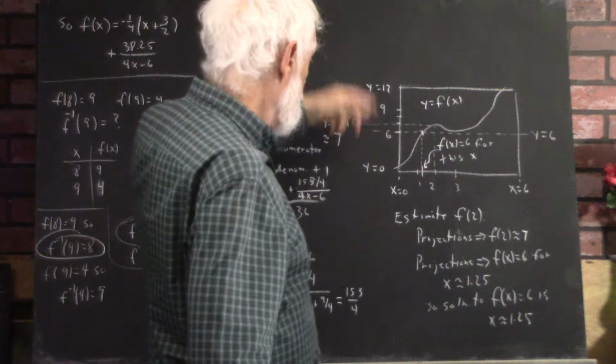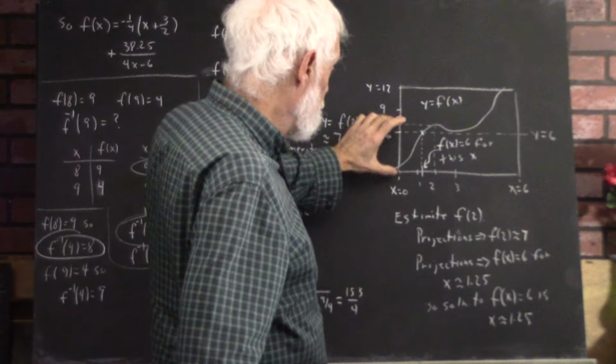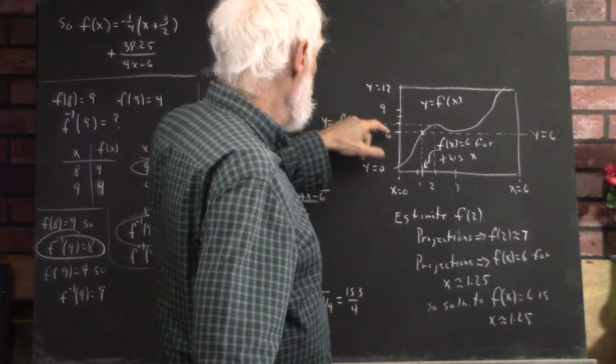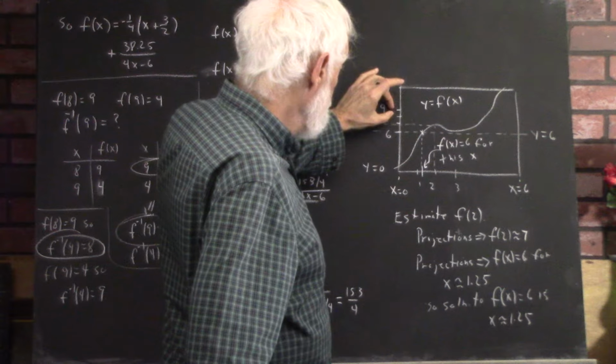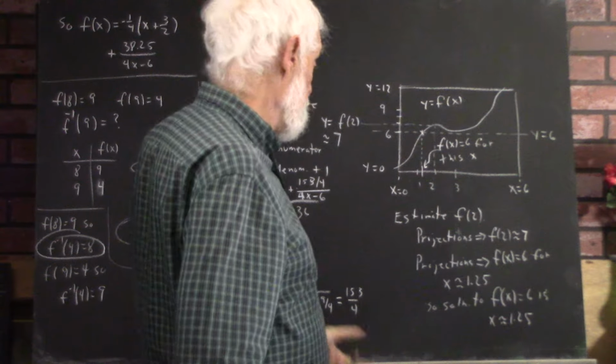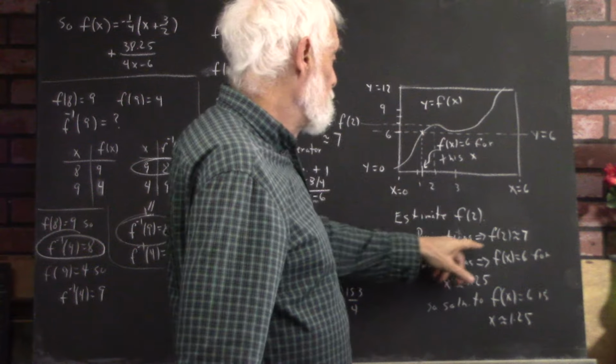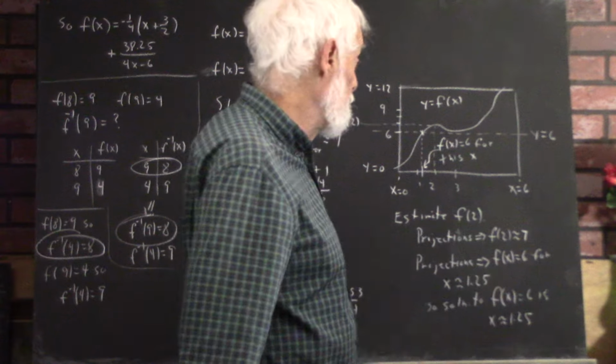And you estimate that as 7. You've got the interval from 0 to 12, you subdivide that in half, you get 6 about here, and then you have 9 halfway here, so you have 8 and 7. So you say, y is about 7. Okay, so we've estimated that our projections show us that f of 2 is about 7.